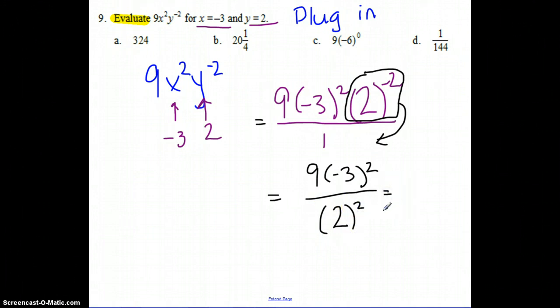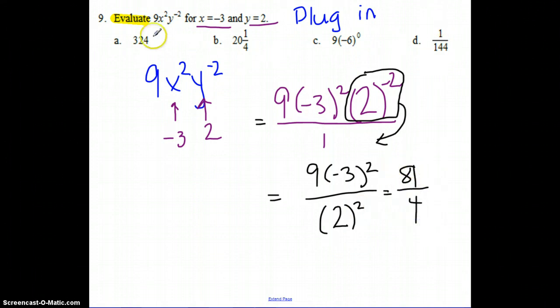So now my only job that I have left to do on 9 is to actually go through and multiply everything out. So this negative 3 squared would be negative 3 times negative 3, which is 9, times the 9 that's already there would be 81. And this 2 to the second power would be 2 times 2, which is 4.